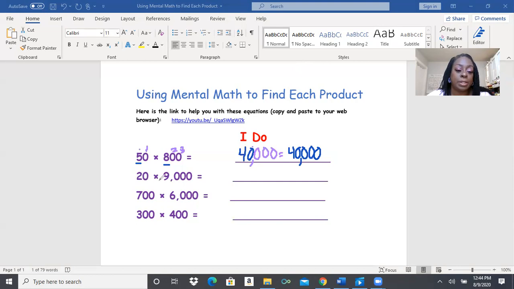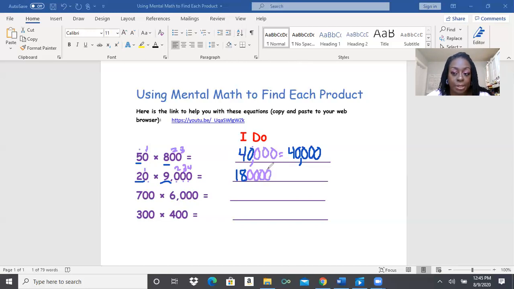All right, so let's look at this one. We're multiplying 2 times 9. And we know that 2 times 9 is 18. So we're writing our 18. We're going to go back and count how many zeros are involved. There's 1 zero, 2 zeros, 3 zeros, 4 zeros. That's 1, 2, 3, 4. So let's add those.